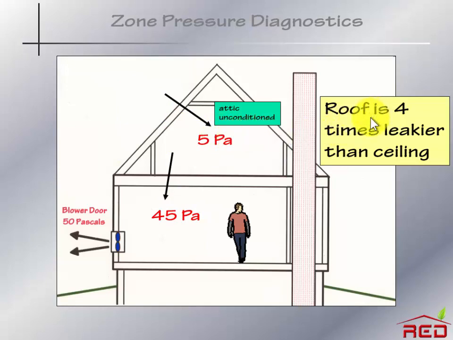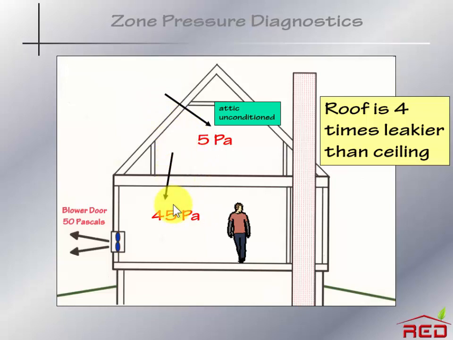This indicates, according to the table we looked at a few slides ago, that the roof is 4 times leakier than the ceiling. That's all it indicates. It doesn't say how leaky it is. It just says the roof is 4 times leakier than this is, the roof gable end.